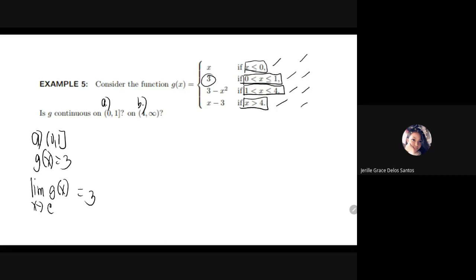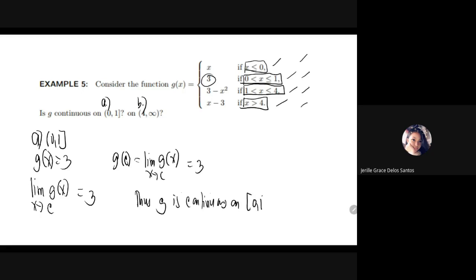But because we have a theorem to that, meaning to say, g of c is equal to the limit of g of x as x approaches c, which is equal to 3. So thus, g, ito lang talaga ang sagot, is continuous on [0, 1). Mali. Should be parenthesis bracket. Ulitin ko. On [0, 1).